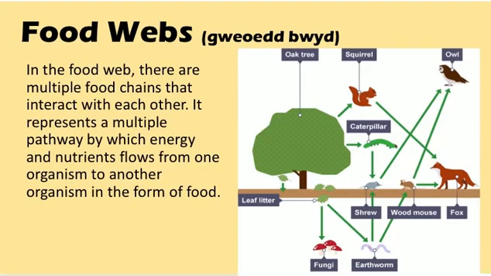Okay, so we'll look at food webs now, which in Welsh is gwe fwyd. In the food web, there are multiple food chains that interact with each other. It represents multiple pathways by which energy and nutrients flow from one organism to another organism in the form of food.